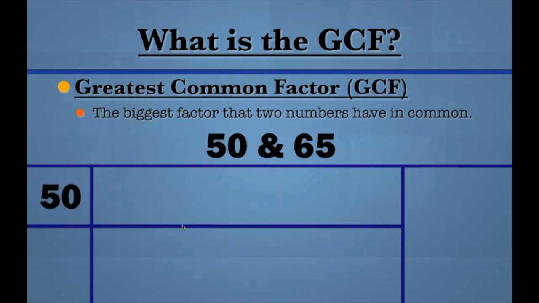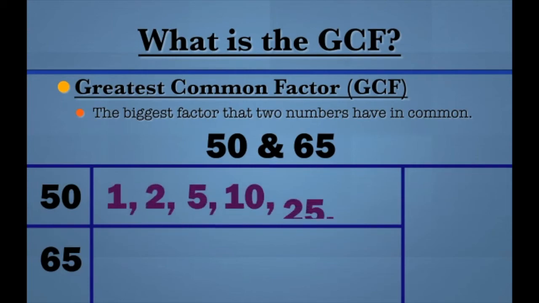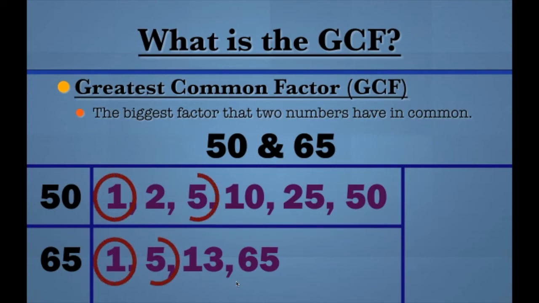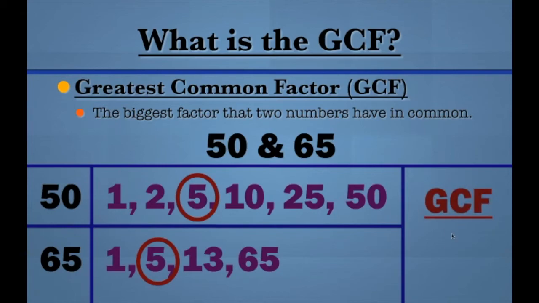How about 50 and 65? My factors for 50 are 1, 2, 5, 10, 25, and 50. And my factors for 65 are 1, 5, 13, and 65. What factors do they have in common? Which factors do they share? They share 1 and 5. Which of these is the greatest common factor, 1 or 5? Well, that's clearly 5. So the GCF is 5.